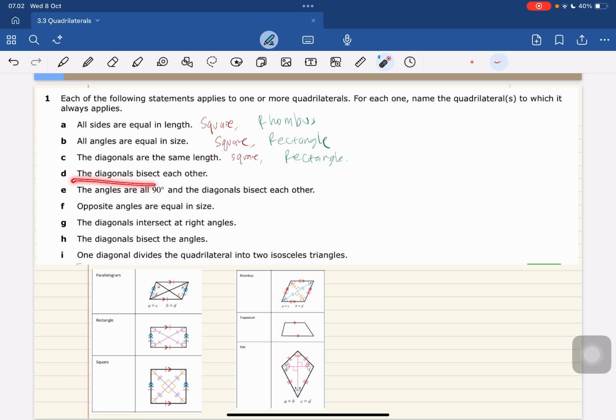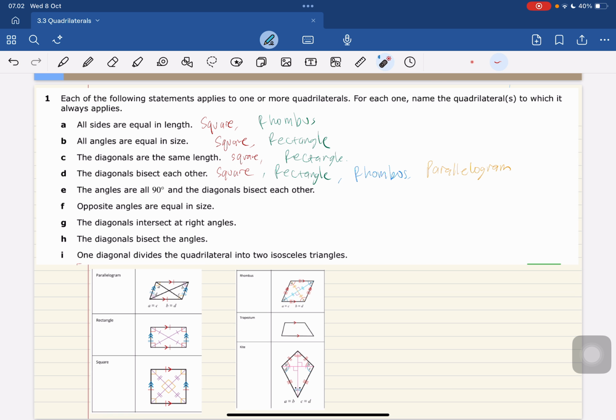Next, the diagonals bisect each other. Okay, this bisects each other. Here also bisect each other. Bisect each other. Not bisect each other. Okay, we got four. Four is square, next rectangle, we got rhombus, and the last is parallelogram.